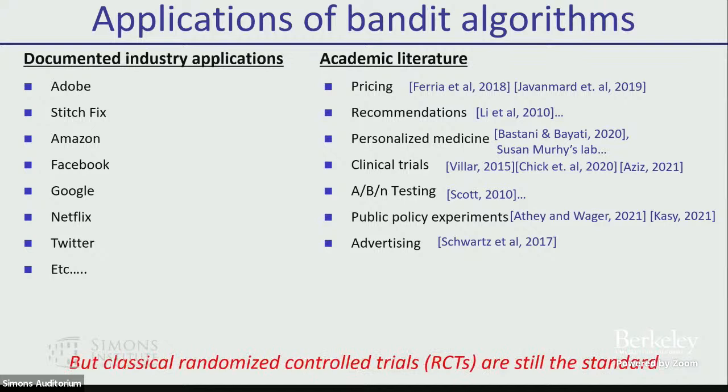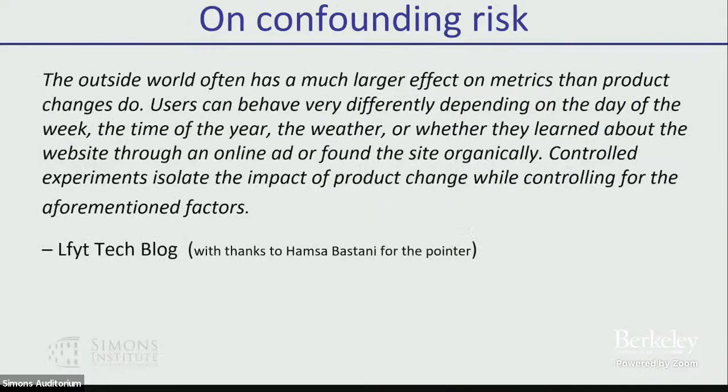But if you're a person who works on this field, it's worth being a bit humble and taking a step back and realizing that despite all the promise of this efficient adaptivity, classical randomized control trials are really still the gold standard in most areas. So we seem to be missing something. And I don't think it's just the engineering effort to deploy the algorithms.